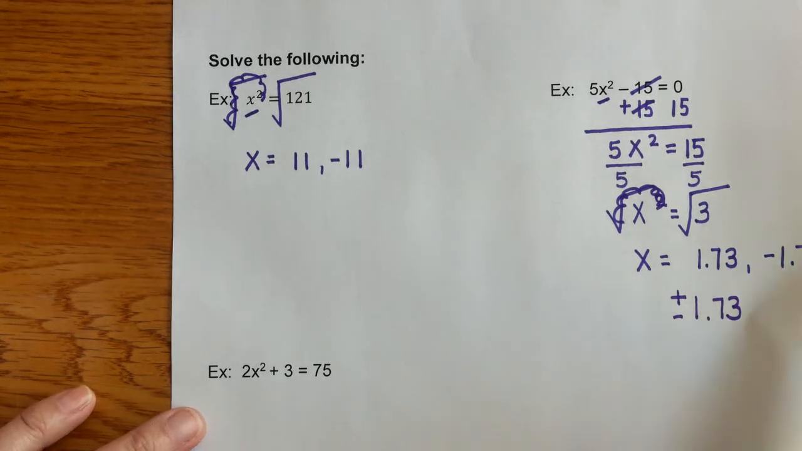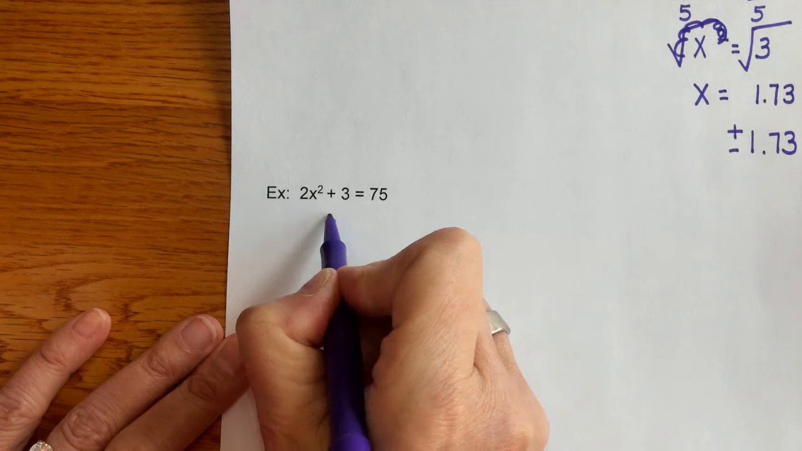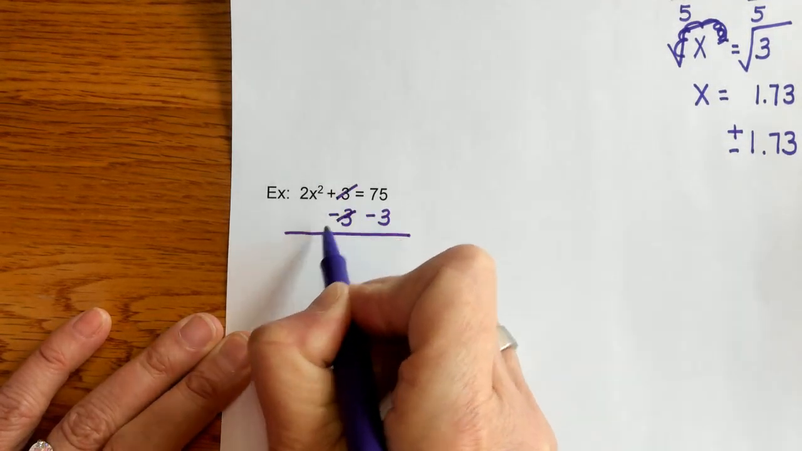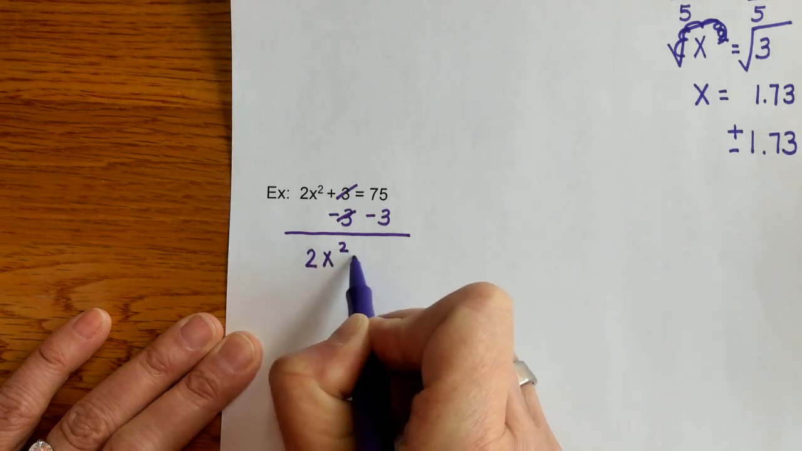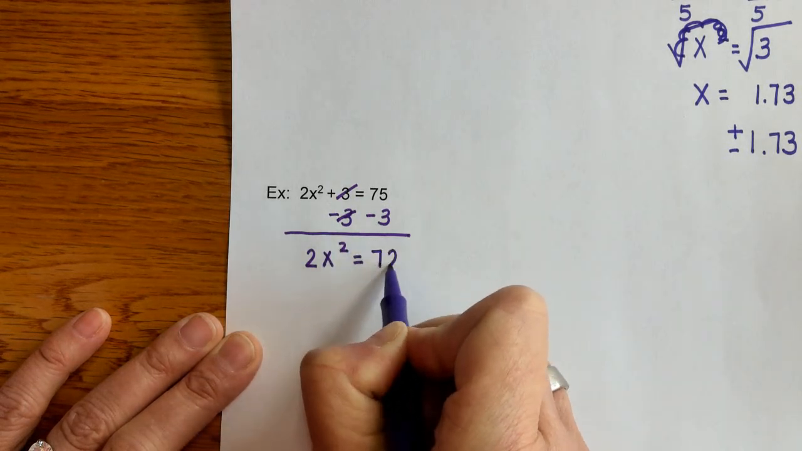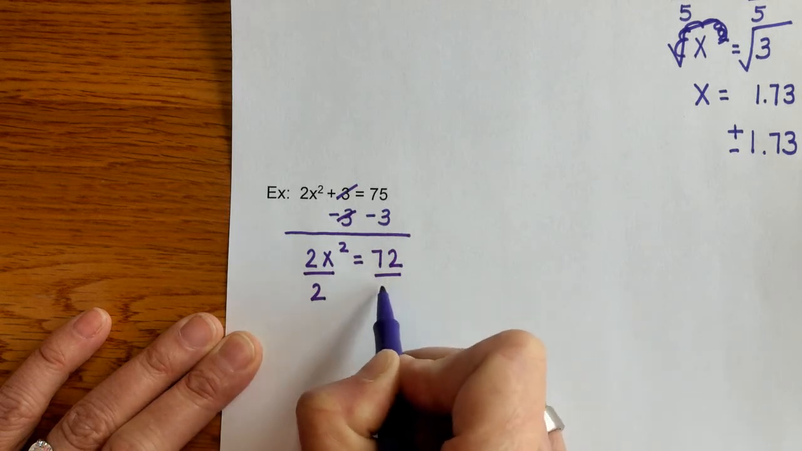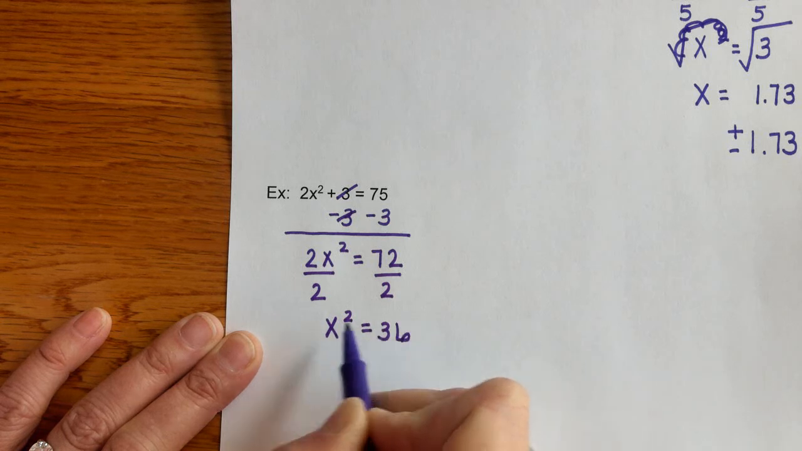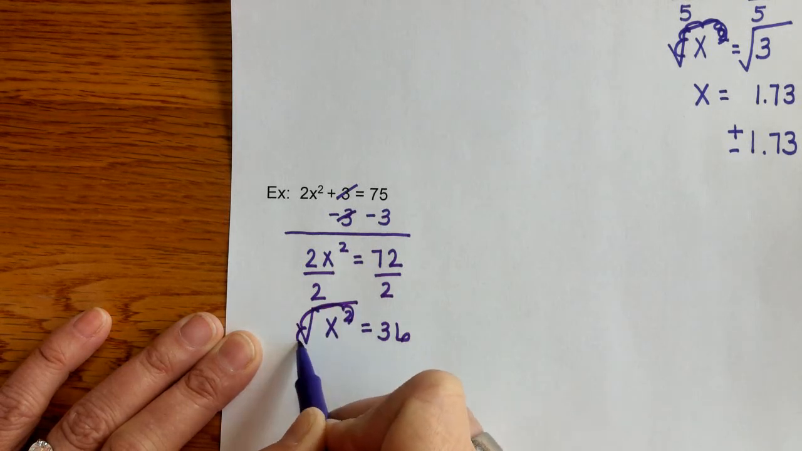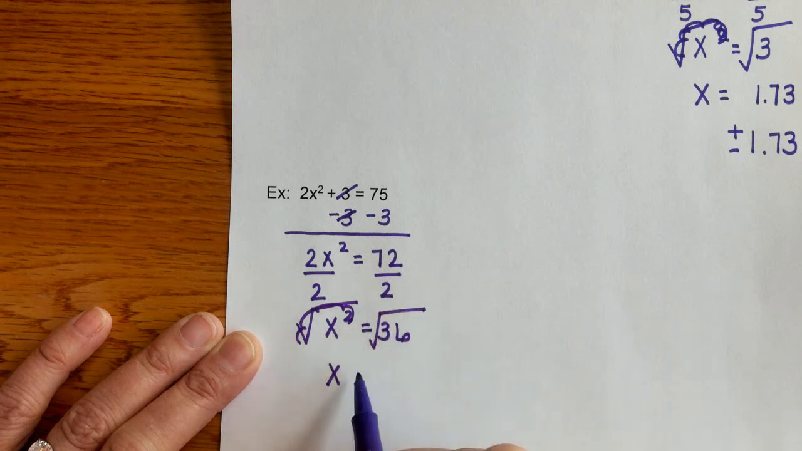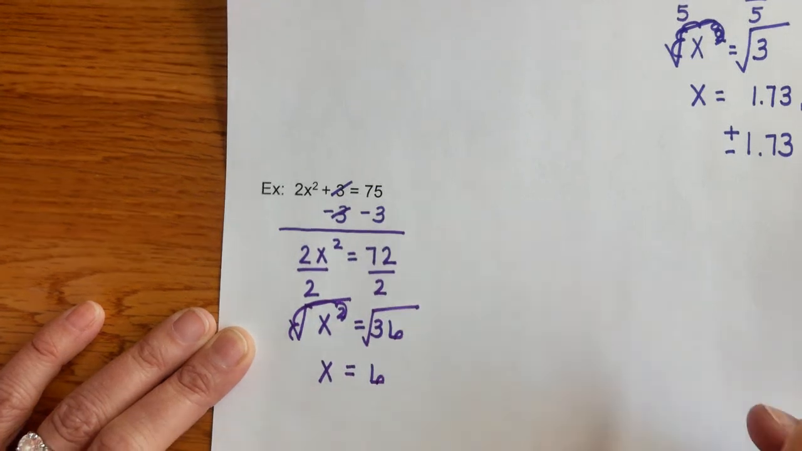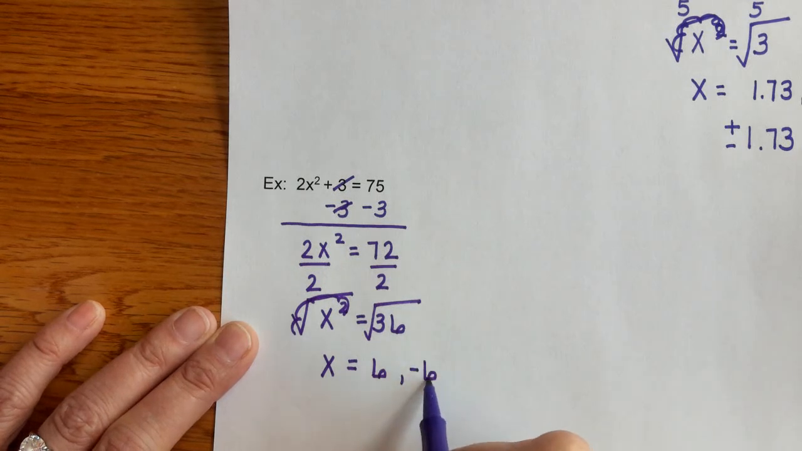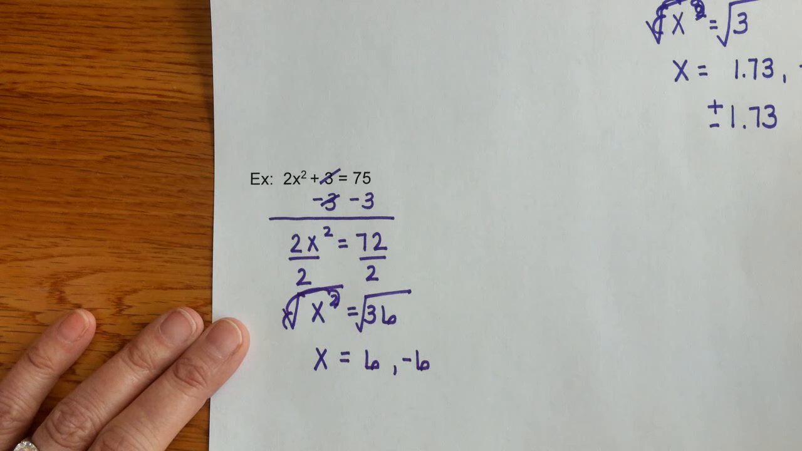All right, let's do one more example, and then you are ready to roll. I'm going to subtract 3. I have 2x squared equals 72. I'm going to divide by 2. X squared equals 36. I'm going to take the square root of both sides, and when I take the square root of 36, I get 6. 6 times 6 equals 36, but you need to remember, negative 6 times negative 6 also gives you 36.